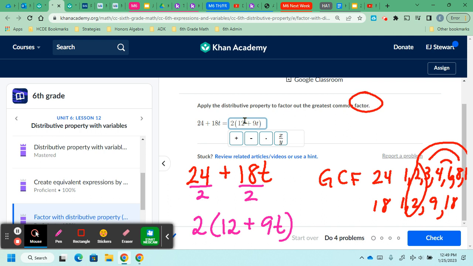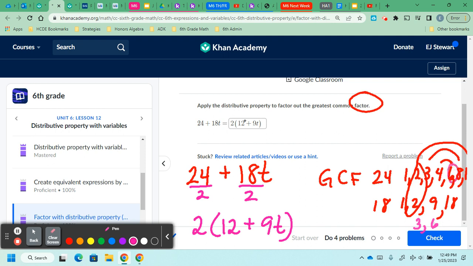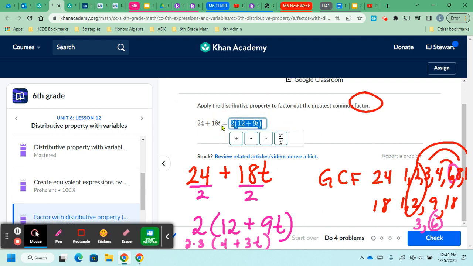Okay, second thought about this particular problem, I forgot two factors, 3 and 6. So actually, the greatest common factor is 6. So I can look at this right here. I know that 3 is also a common factor, so 2 times 3. 12 divided by 3 is 4. 9 divided by 3 is 3. So I've got that t with that. So I have to multiply 2 times 3. That's 6. 4 plus 3 times t in parentheses.